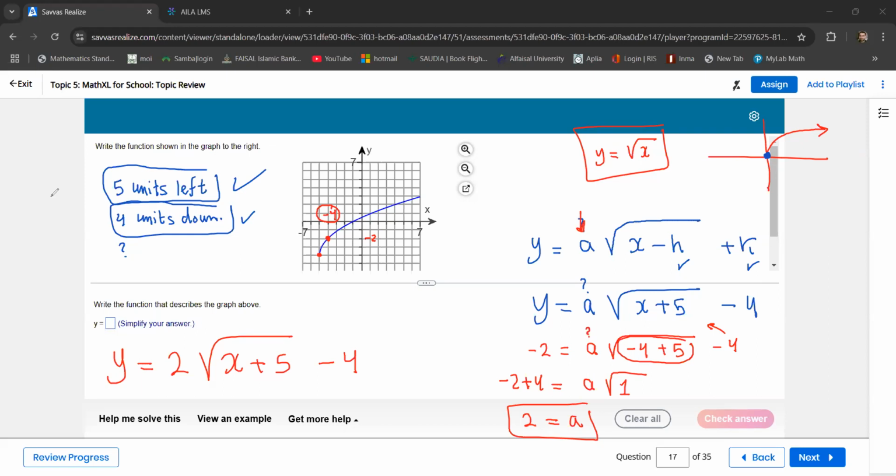So first of all, you check the horizontal and vertical shift. Then you set here a number because we don't know what is the a number. Then we pick any point to be substituted in the place of x and y to evaluate what is the value of the a. So we know now that it has a vertical stretch with factor equals to.